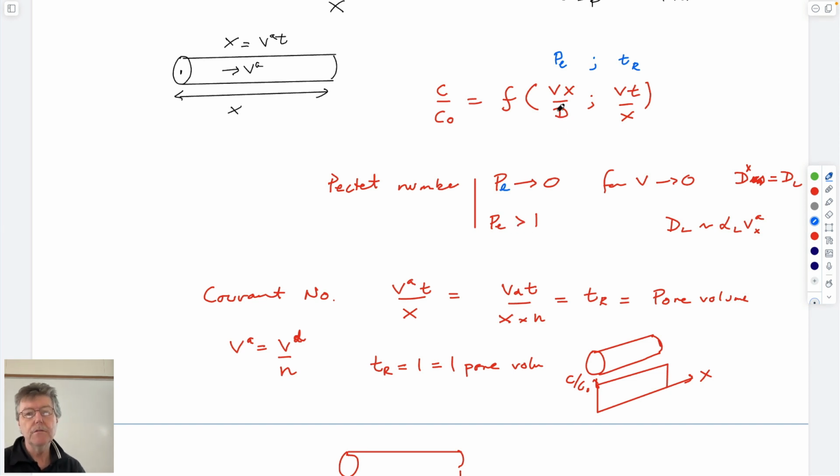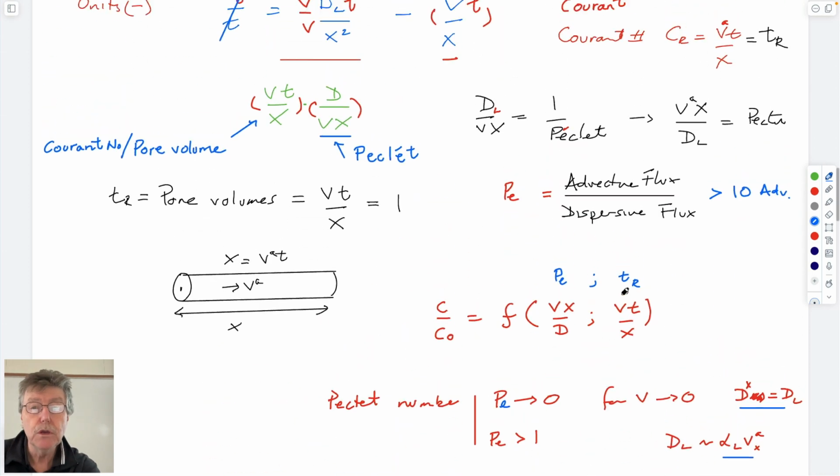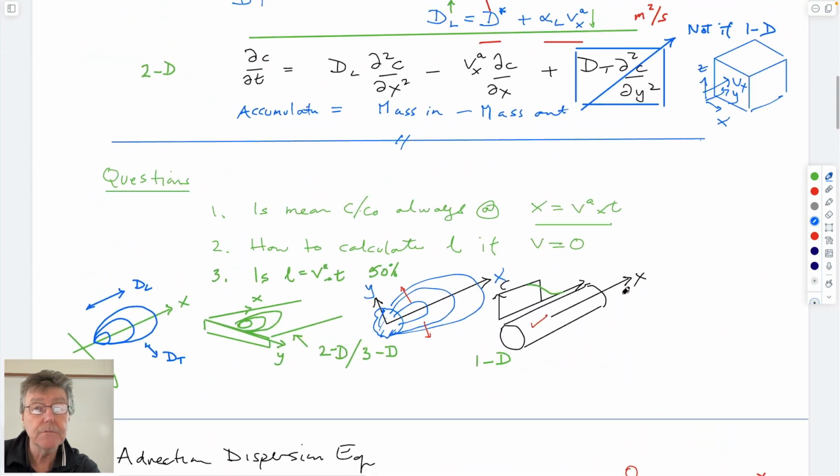If it's greater than 1, then the effect of the advective velocity is more important than diffusion, and that component of our dispersion parameter is going to be the advection-dominated part. If it's less than 1, it's going to be chemical diffusion that controls behavior. So based on the Peclet number, we would know exactly what the behavior is.